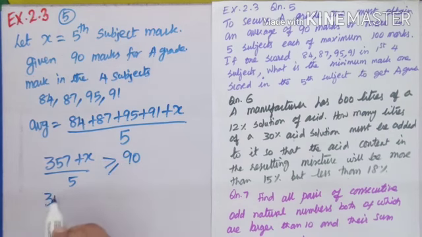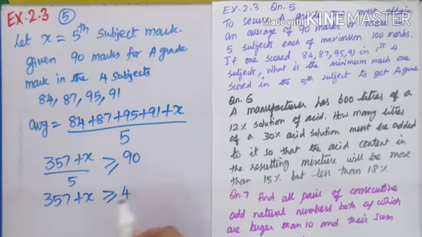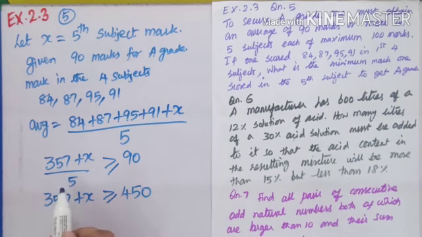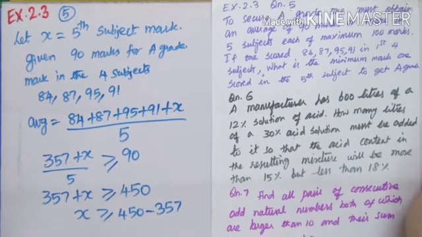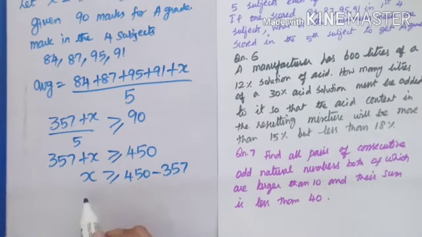Cross multiplying, 357 plus x greater than or equal to 5 into 90, 450. 5 is positive, so the inequality will be the same. I want only x greater than or equal to 450 minus 357. So the child must take at least, if I subtract, I get 93.